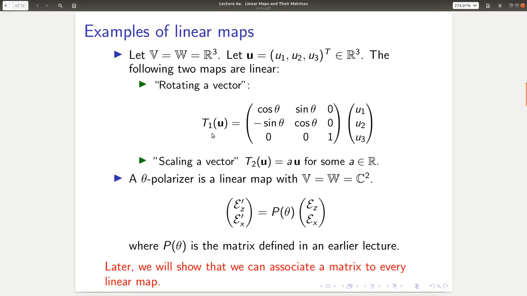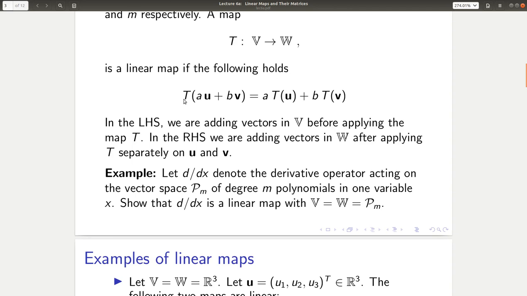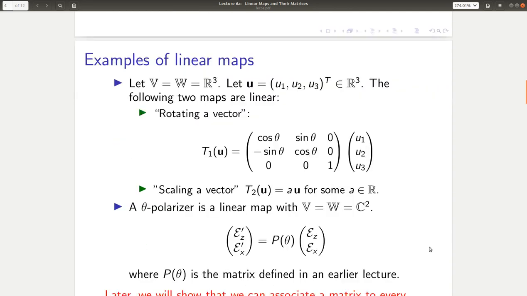T1 is the first map. It acts on u in the following way. It takes the column vector u1, u2, u3 and multiplies it with this matrix. What is this matrix? It's just like a standard rotation on a vector by an angle theta about the z-axis. So u3 prime is the same as u3, but u1 and u2 mix with each other. The second is scaling of a vector, T2 of u is a u, where a is some real number. Both of them you can easily check satisfy the basic condition, which is this. That's very easy to check.